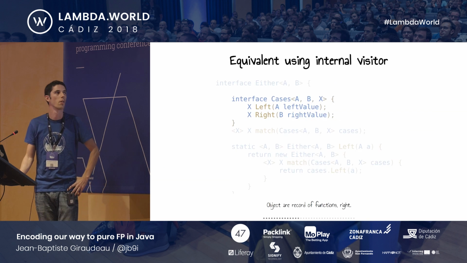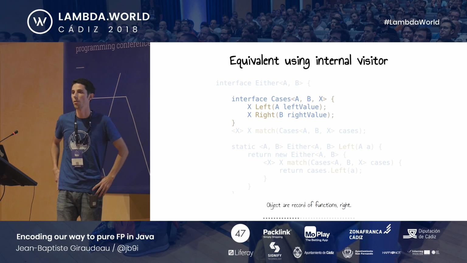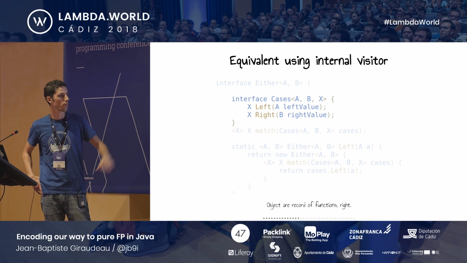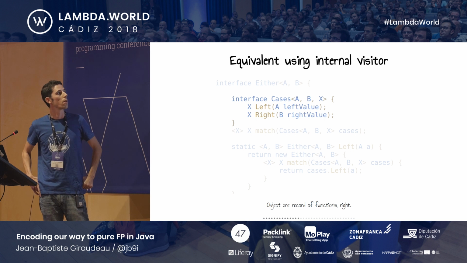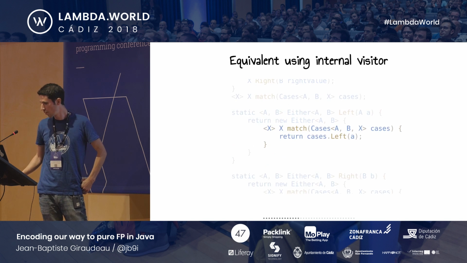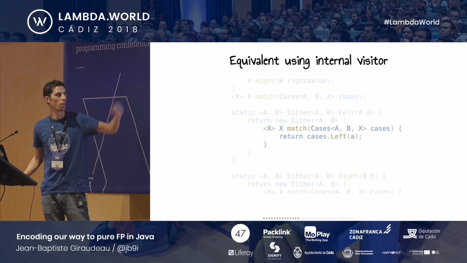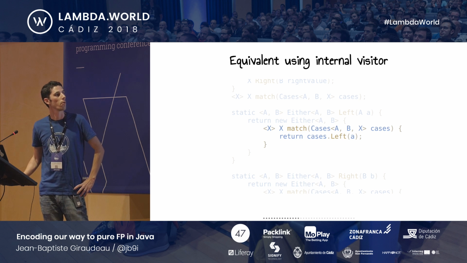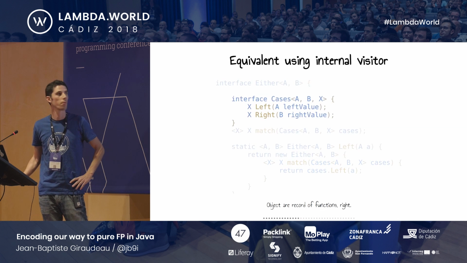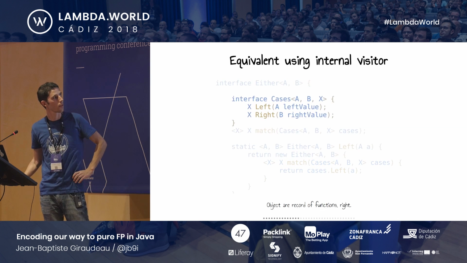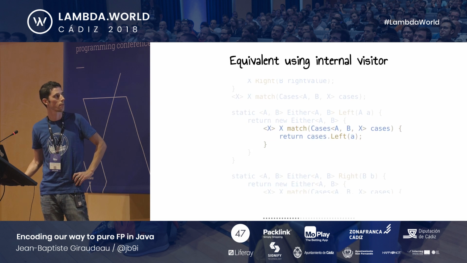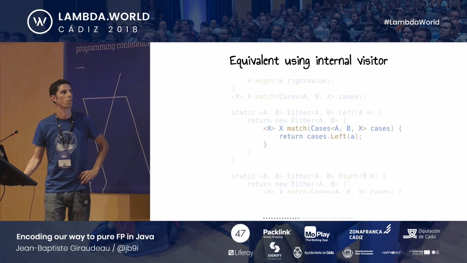There is a variation that uses an internal visitor instead of 2 functions. So I name this internal visitor cases. There's 2 cases, left and right, and depending on the constructor, it calls the left or right method. Does that make sense? This is a visitor, internal visitor, in fact, the implementation of the constructor.